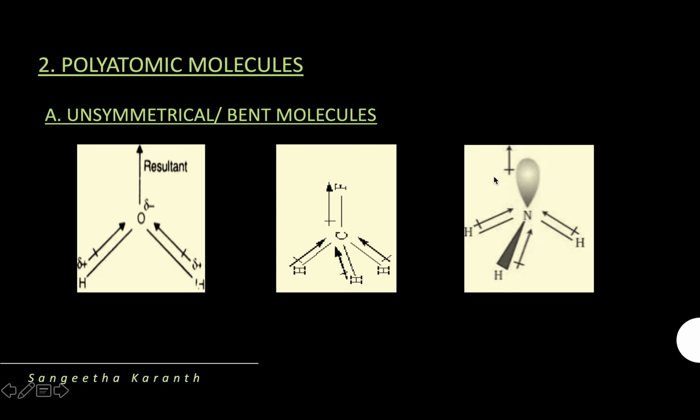Next, if you consider the example of ammonia, which is pyramidal in shape. If you compare these three NH bonds, nitrogen is more electronegative. So all the dipole moments will be towards the direction of nitrogen. So the resultant dipole moment will be upwards.